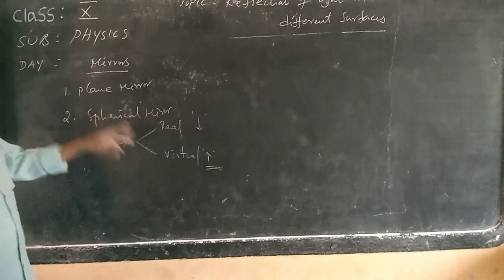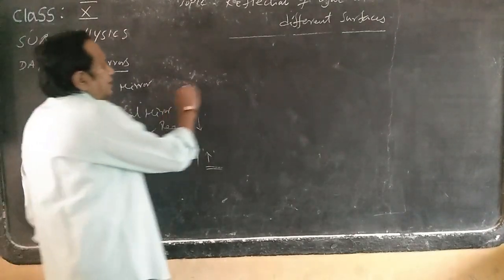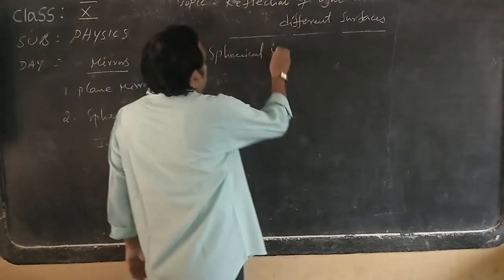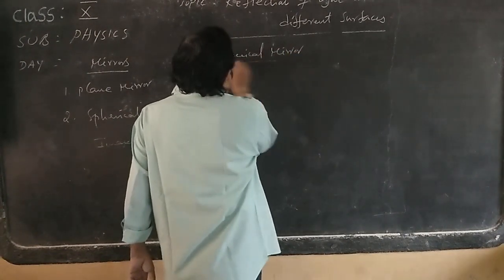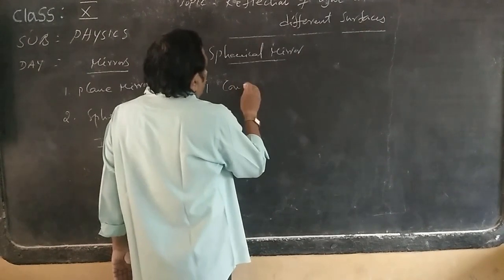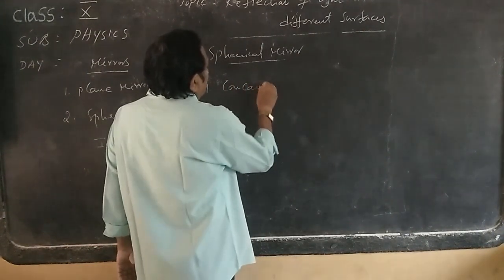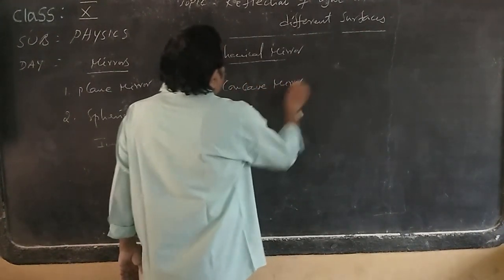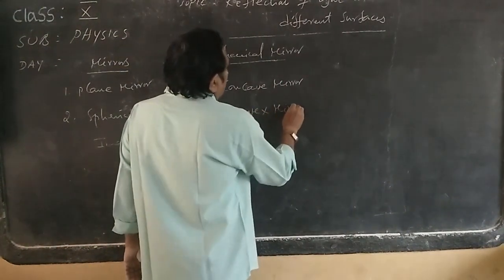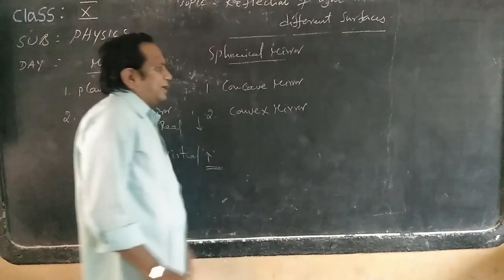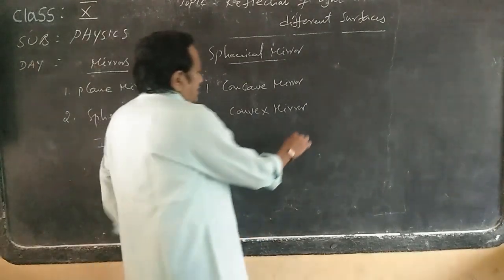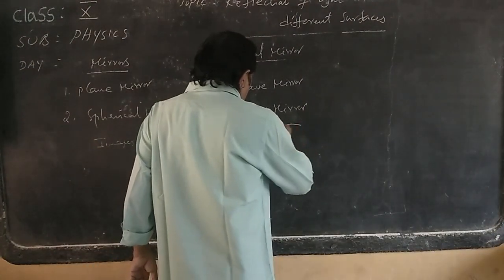Spherical mirrors are of different types. Now we discuss spherical mirrors. Mainly two types of spherical mirrors are there. One is the concave mirror, and the other is the convex mirror. Concave and convex, two spherical mirrors.